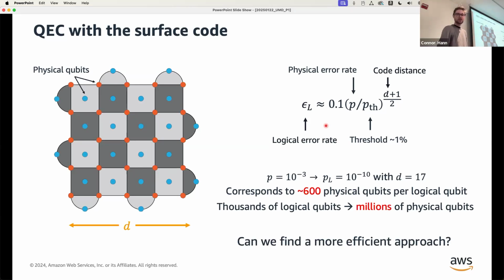And so I think it begs the question, are there more efficient approaches that we can find, ways that we can get to good logical qubits and useful quantum algorithms without such daunting overheads? And that's really what we've been interested in and have focused on in our recent work.